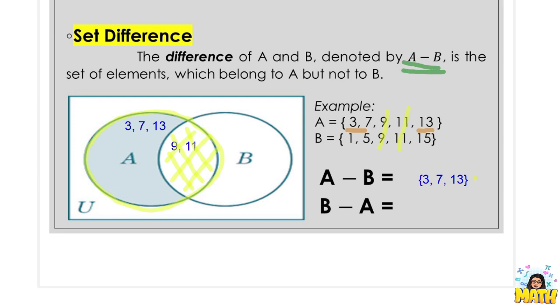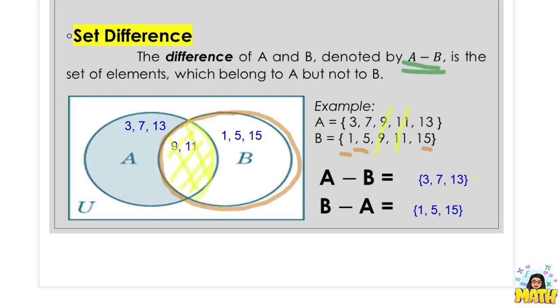Let's have another example. Paano naman kung B minus A? So, tanggalin muna natin ang common elements nila. Ano-anong elements naman ang natira kay B? We have 1, 5, and 15. Difference of B minus A is 1, 5, and 15. So, in a Venn diagram, set B minus set A. So, ano na lang yung natira? 1, 5, and 15. So, that's how we do set difference.